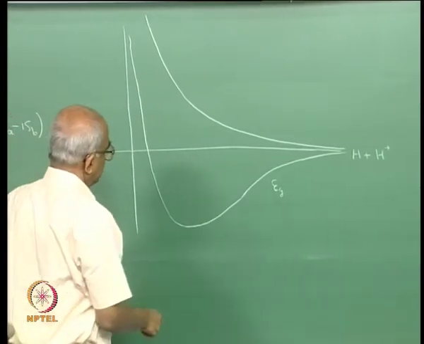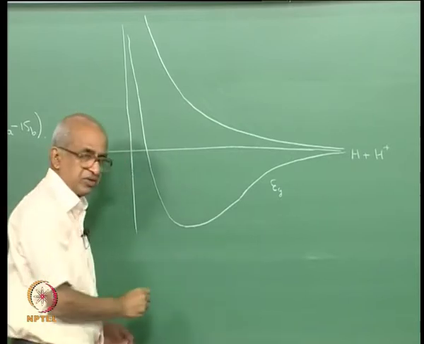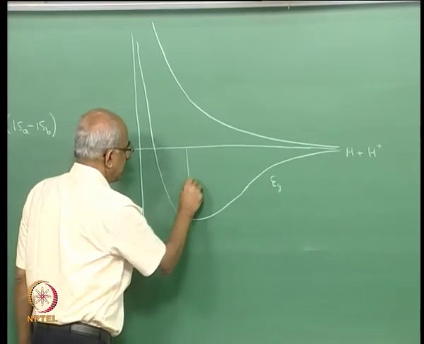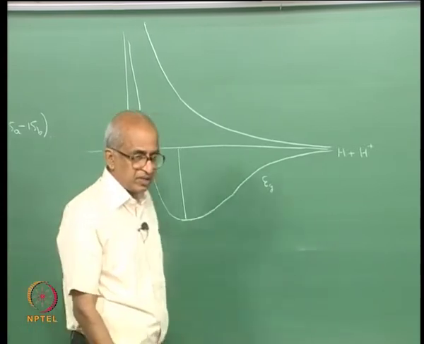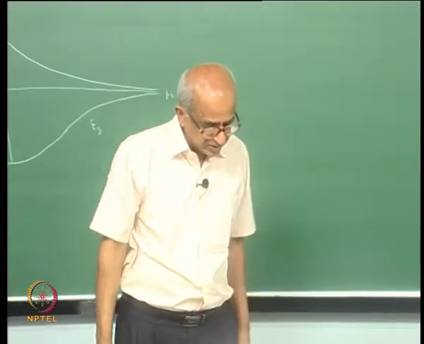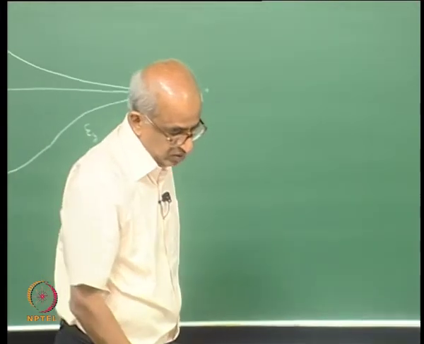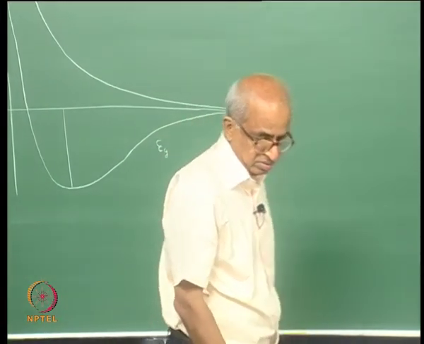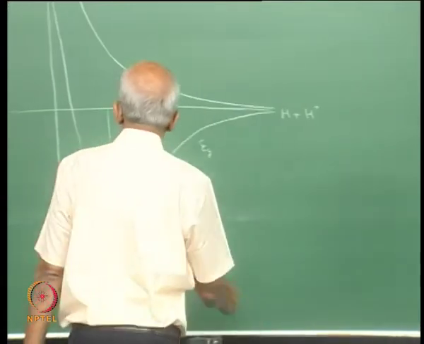So, using this calculation, it is possible to find the equilibrium internuclear distance, this distance at which the energy is the minimum, and if you did the calculation, the answer that you get is 1.32 angstroms.